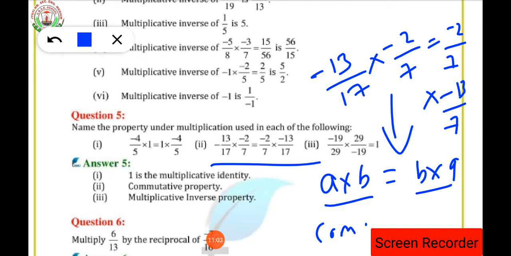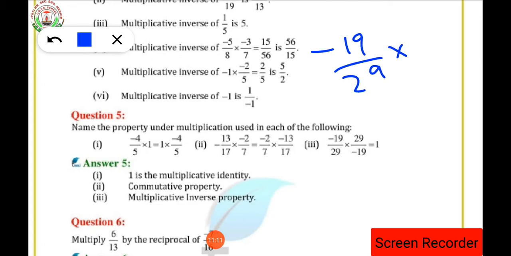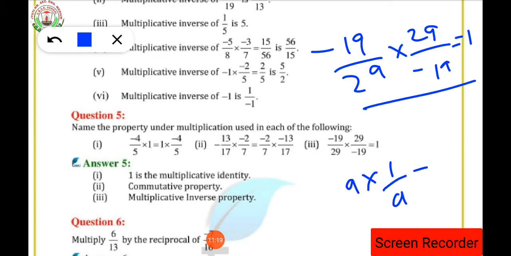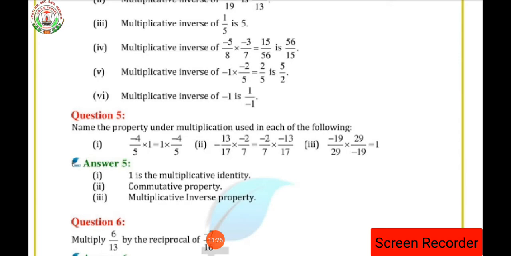Next we are having minus 19 upon 29 into 29 upon minus 19 is equal to 1. So which property is this? A into 1 by A is equal to 1. This property name will be multiplicative inverse. Have you understood up to here? So these are the three properties on which question number 5 is based.